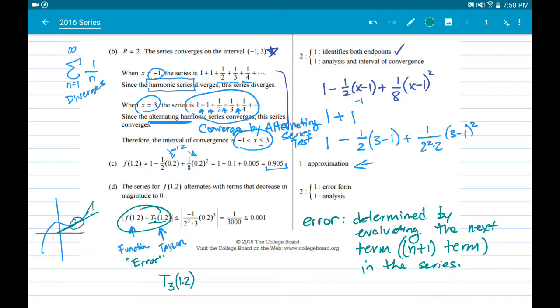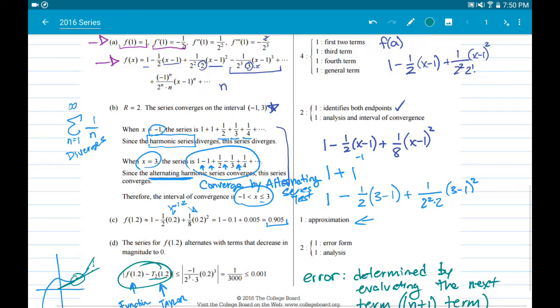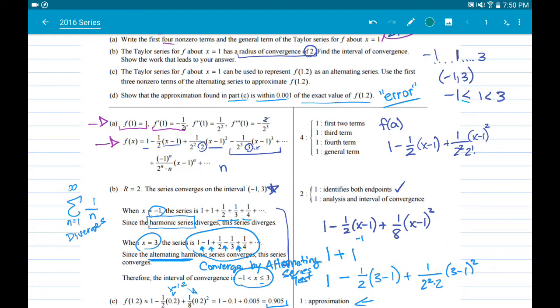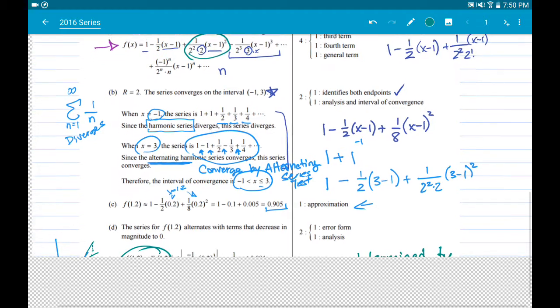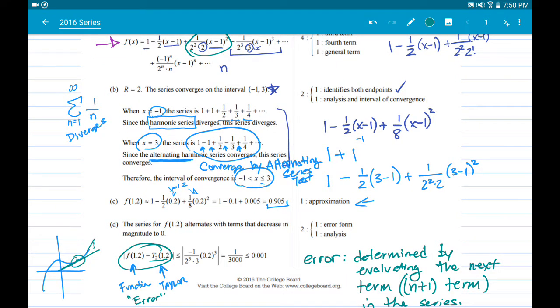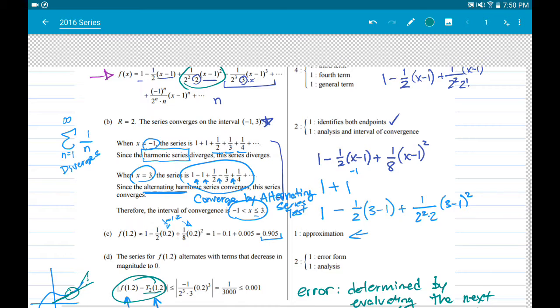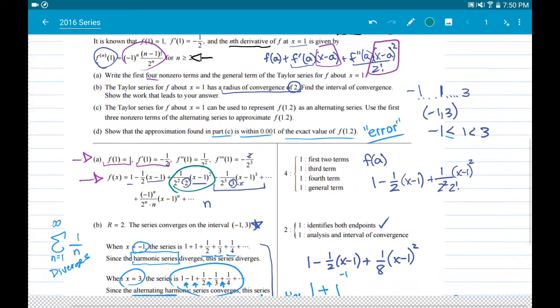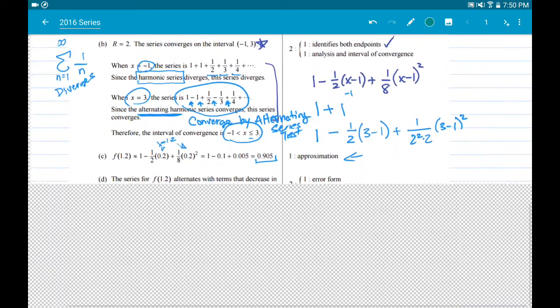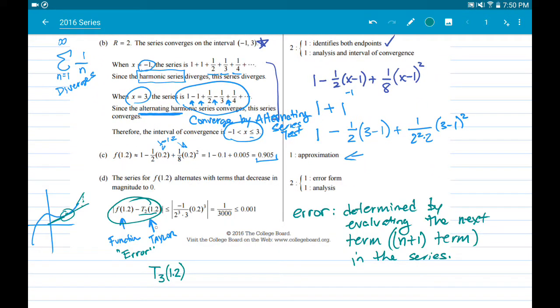And so if we go up here, our third term looks like this. So we got 1 over 2 squared. Wait. Now I'm confused. Okay, we did 3. I'm sorry. We did 3 terms. So this is the second degree, but if we did 3 terms, we want to use the next term, which is the fourth term, which is the third derivative.